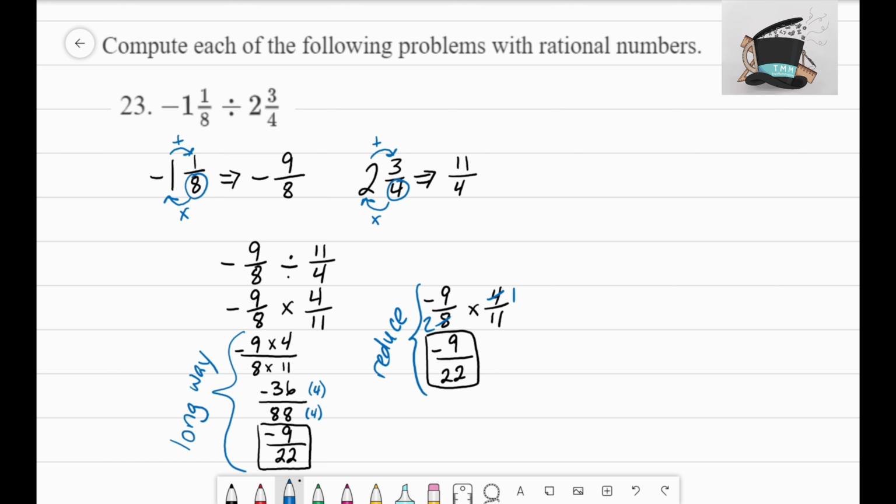I hope this helped you remember how to go from mixed numbers to improper fractions, how important it is, and how we can't forget how to divide fractions. All right, I'll see you next time.